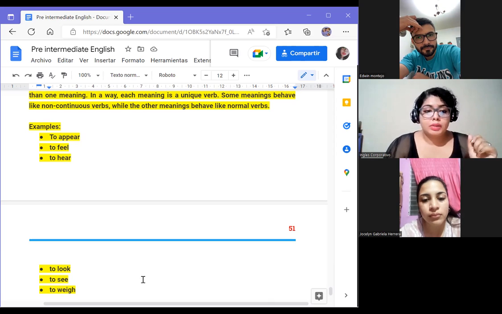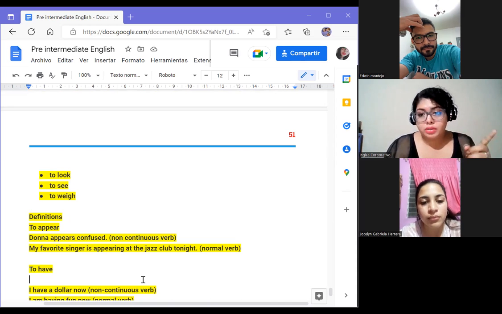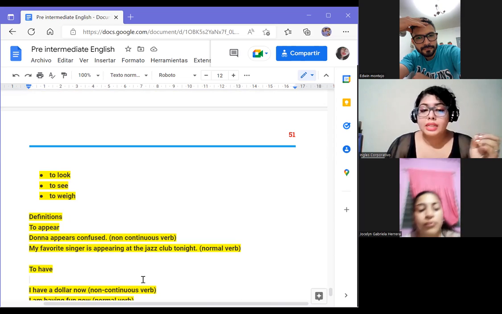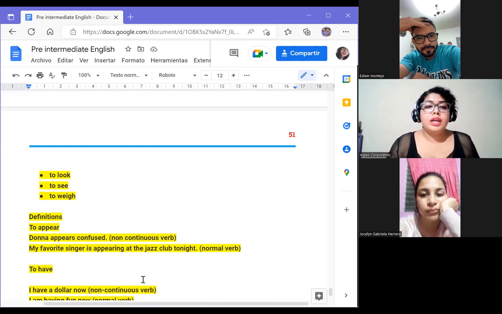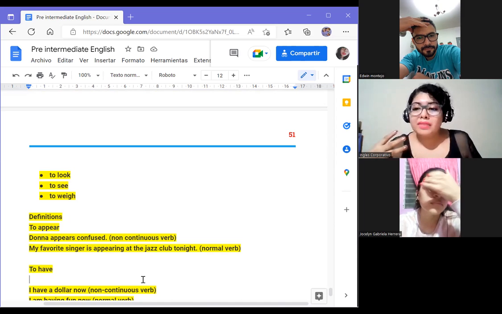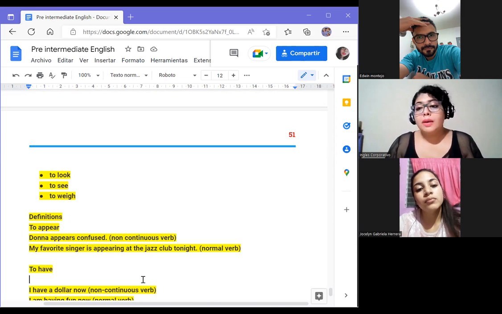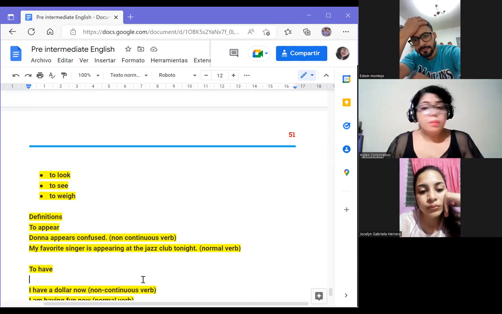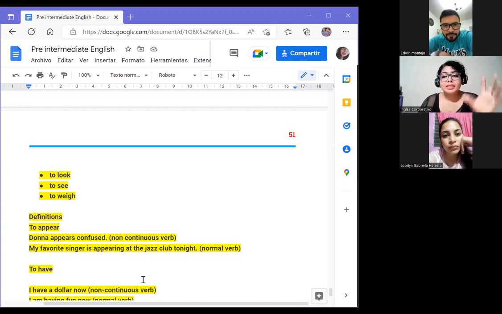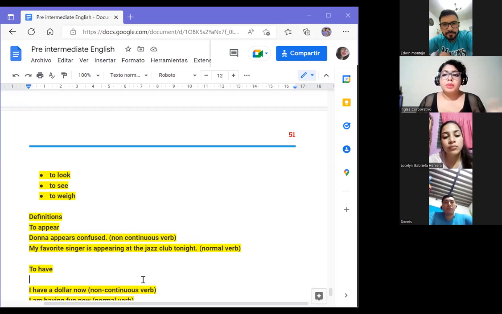Y teníamos los ejemplos acá. Teníamos to appear, that is the first one. And it says, Donna appears confused. In that case, we are using the verb in present. And the explanation says that she seems confused. En el primero, como no es algo que nosotros podamos ver físicamente, o sea, no es algo que alguien esté haciendo físicamente, como correr, bailar, comer y todo eso, entonces es un verbo no continuo, porque no podemos agregarle el ing a esa situación. ¿Por qué? Porque Donna luce confundida. No es que nosotros lo veamos haciendo algo, ¿verdad? Exactamente como en los otros verbos.